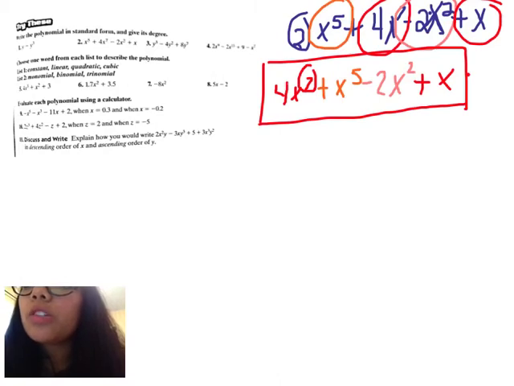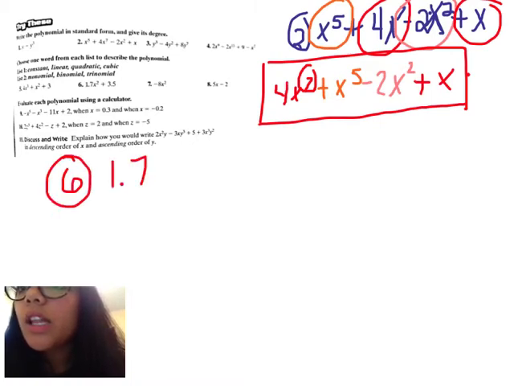Choose one word from each list to describe the polynomial. List 1 is constant, linear, quadratic, cubic. List 2 is monomial, binomial, or trinomial. So number 6 is the one I'm going to do with you. 1 7/10 x squared plus 3 5/10.